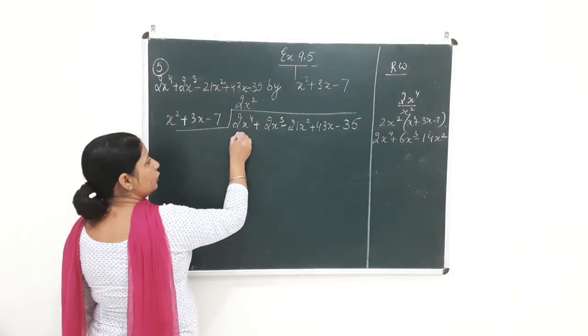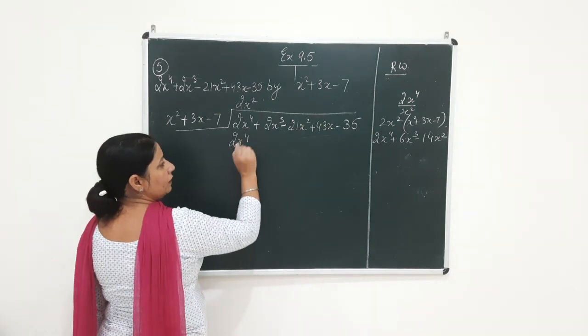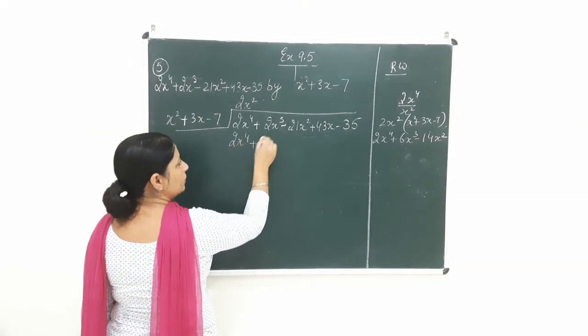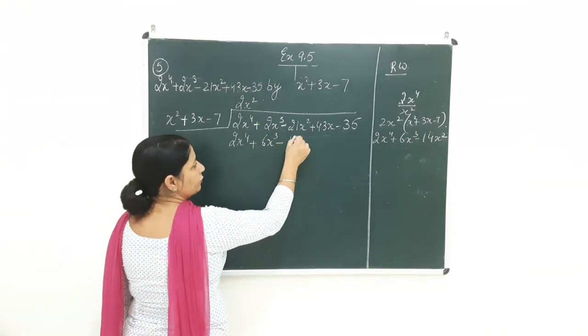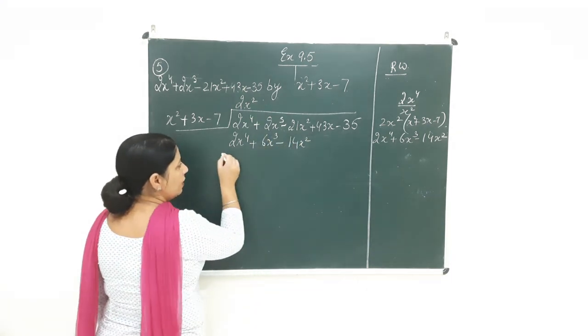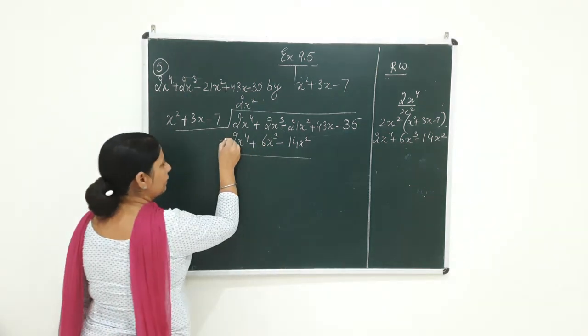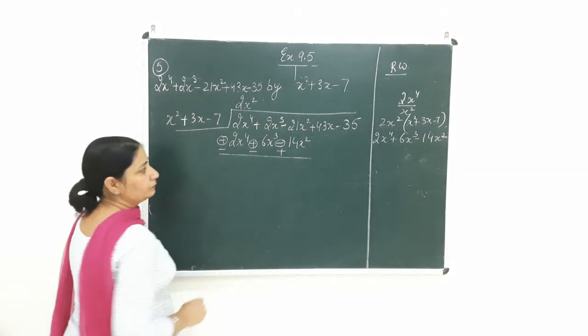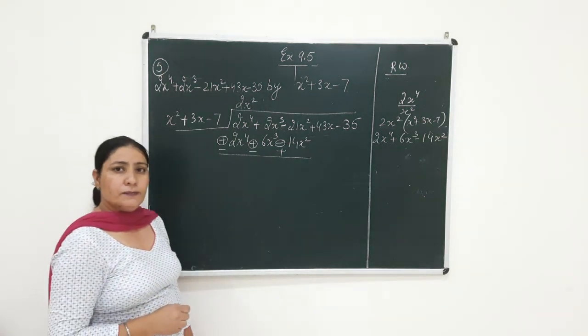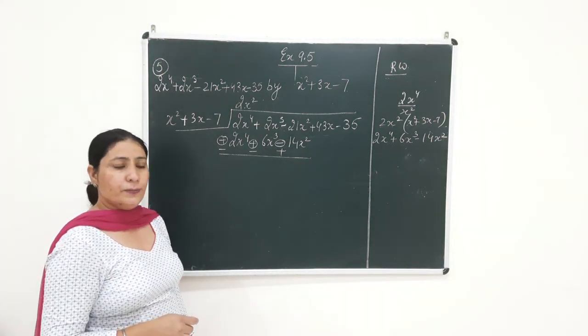So first of all, 2x power 4 will be coming, beta. After that, x cube, so I will write 6x cube here. Then I have got 14x square, which will be written under 21x square. And now, beta, I have to draw a line and change the signs of my second term. If it is positive, it will become negative. If it is negative, it will become positive.